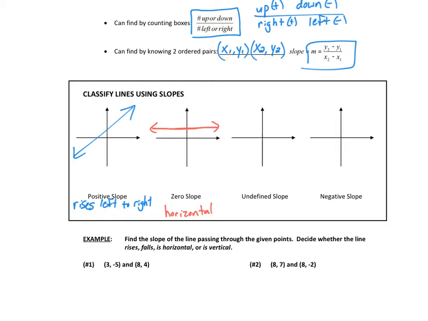Undefined slope. To me, undefined slope is like you can't even put the ball on it. It's impossible to even put the ball on there to see if it rolls or not. And this is vertical. And then a negative slope falls from left to right.